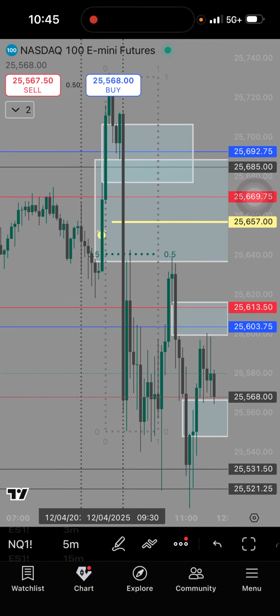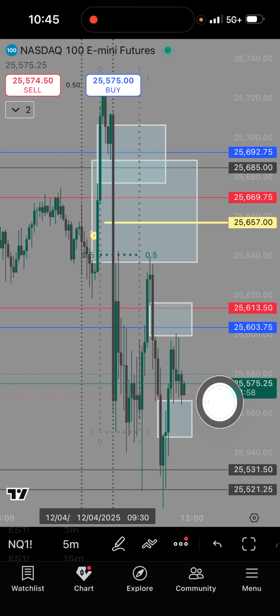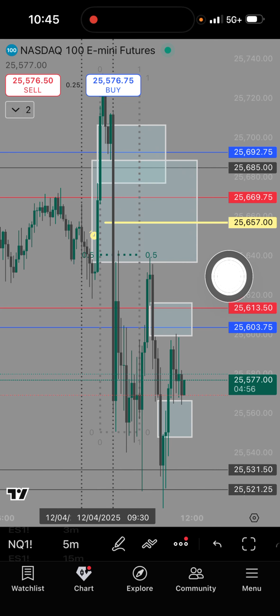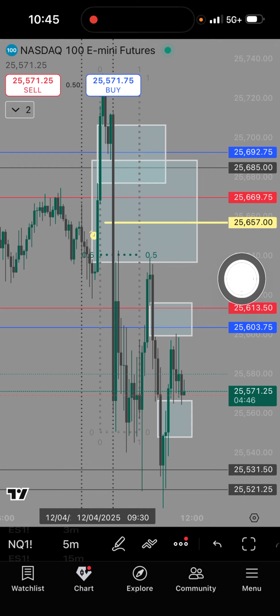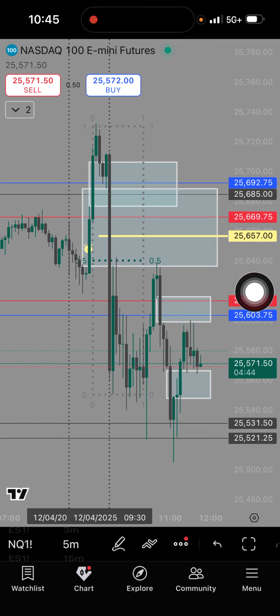So I stay on the 5 minute. I don't like to drop to the 1 minute. I think it's just too much. The 5 minute obviously gives me better market structure, better price action in a sense than the 1 minute, but I still use the same concept.